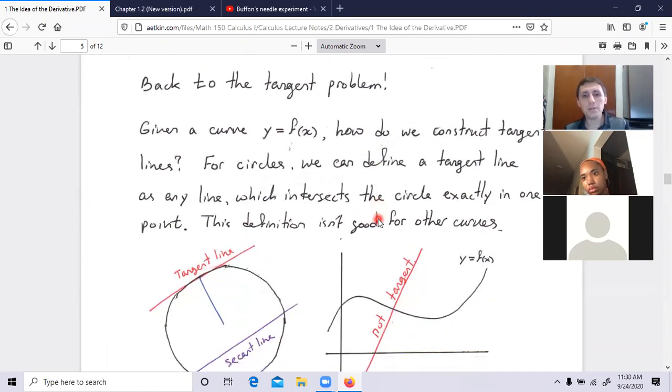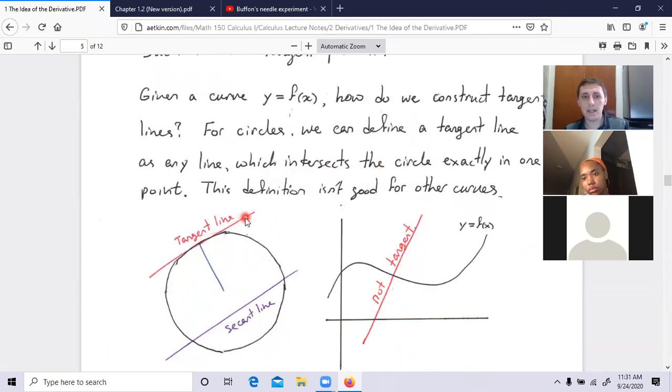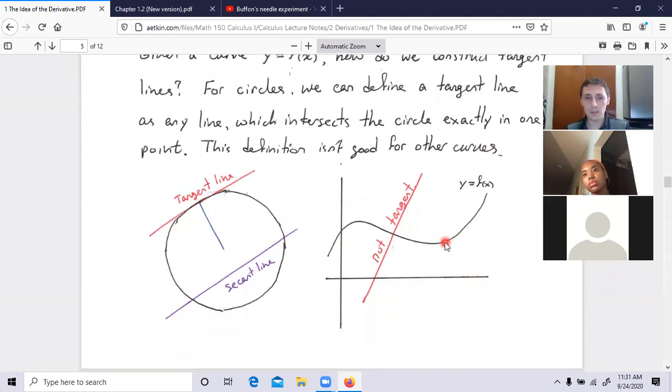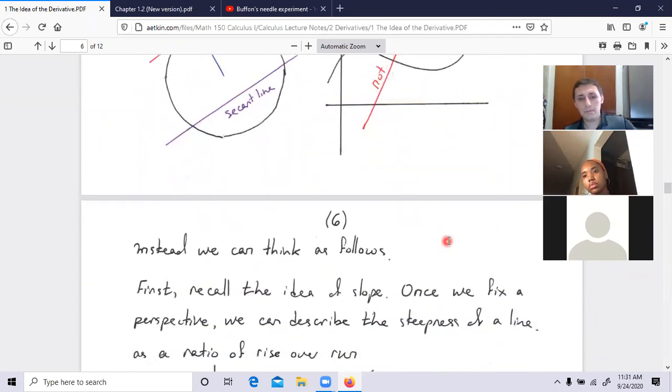So first of all, you see in the circle, it's very easy to define a tangent line. In a circle, it's a line that crosses the circle exactly at one point. You can see this is a secant line. Secant lines will cross the circle at 2 points. A tangent line crosses the circle at 1 point. But that's not a good definition for other curves, because here this naturally doesn't look like a tangent to us, correct? This line crosses y equals f of x, but it crosses only at 1 point, but we will not say that this is a tangent line. So we need to rethink our definition.